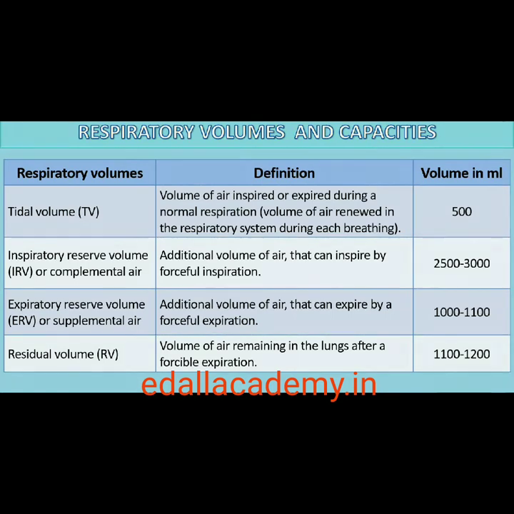Inspiratory reserve volume, IRV. Additional volume of air a person can inspire by a forcible inspiration. This averages 2,500 milliliters to 3,000 milliliters. Expiratory reserve volume, ERV. Additional volume of air a person can expire by a forcible expiration. This averages 1,000 milliliters to 1,100 milliliters. Residual volume, RV. Volume of air remaining in the lungs even after a forcible expiration. This averages 1,100 milliliters to 1,200 milliliters.